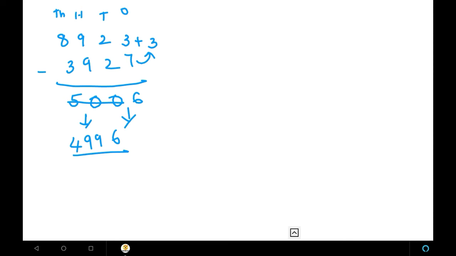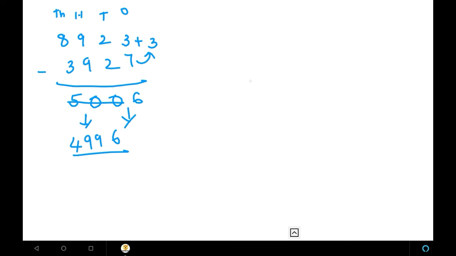Why we are doing this is because the next places mismatch. Because of the first place, the other places mismatch. Because we are going to take borrowing for this, so this also gets mismatched, right? So we are separating the whole thing.